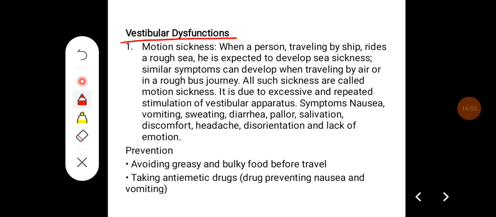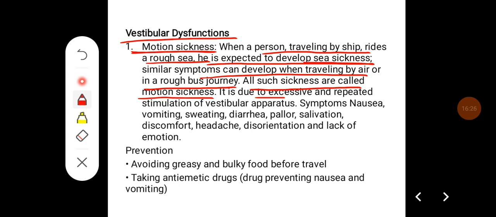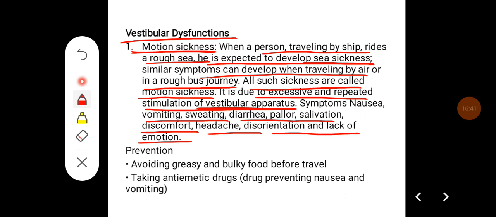Coming to some of the vestibular dysfunction, the motion sickness. Motion sickness occurs when a person is traveling by ship or rides in a rough sea, and he is expected to develop seasickness. Similar symptoms can also develop when traveling by air or in a rough bus journey. All such sickness is called motion sickness. It is due to the excessive and repeated stimulation of the vestibular apparatus. The symptoms include nausea, vomiting, sweating, diarrhea, pallor, salivation, discomfort, headache, disorientation and lack of emotion.